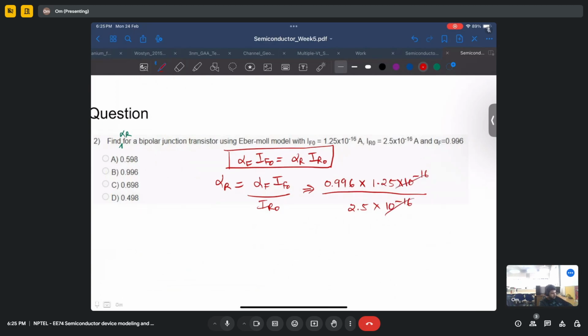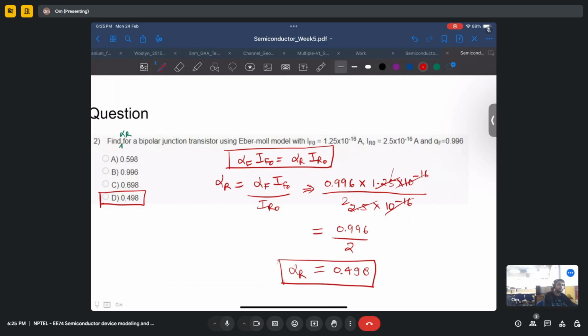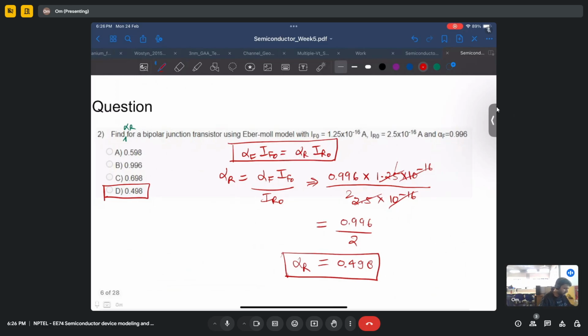So please solve this. This is the answer. Okay, so let's go to the next question then.